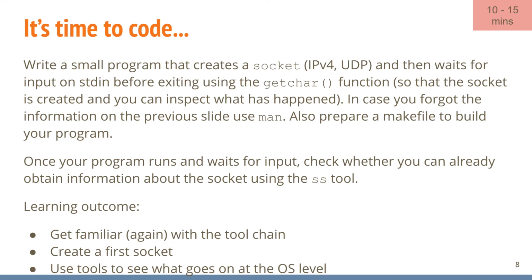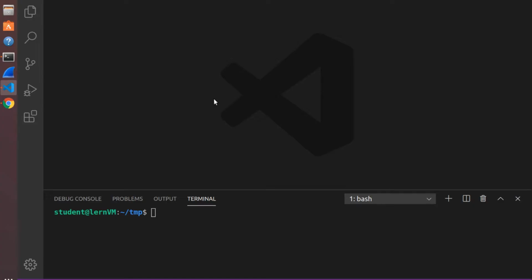So the assignment from the last video was to create a small program that does nothing but create a socket and then release the file descriptor. In order to see whether there is already something interesting to see with the ESS tool, the program is supposed to wait before actually closing down the socket. Alright, so let's build our little program that only creates a small socket, and that's mostly it.